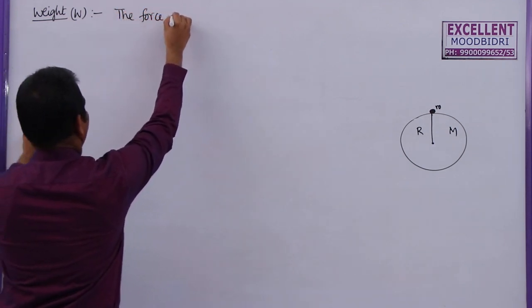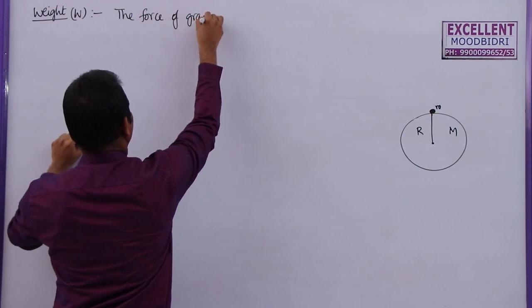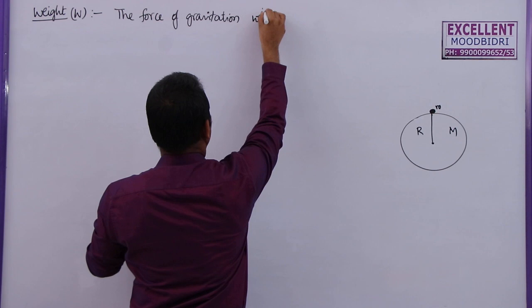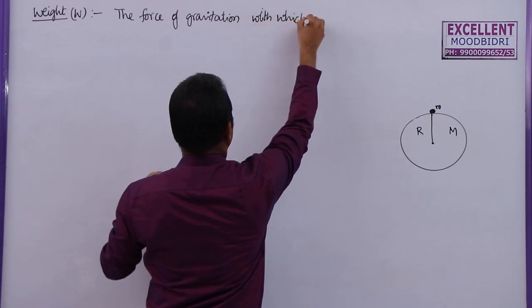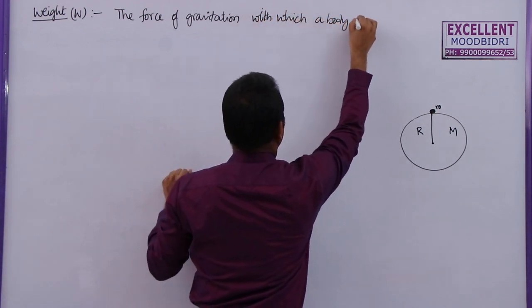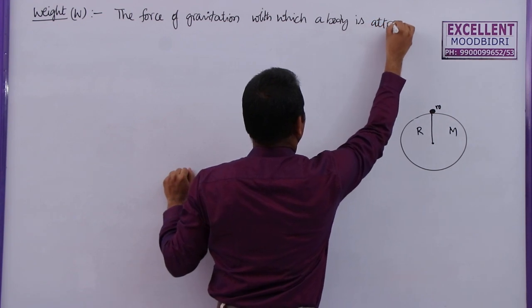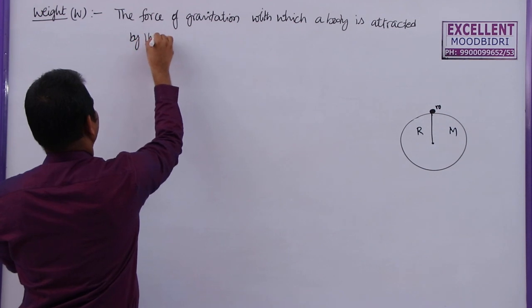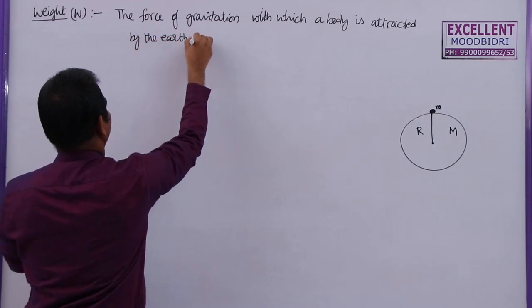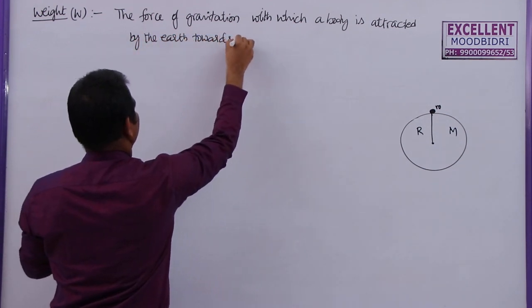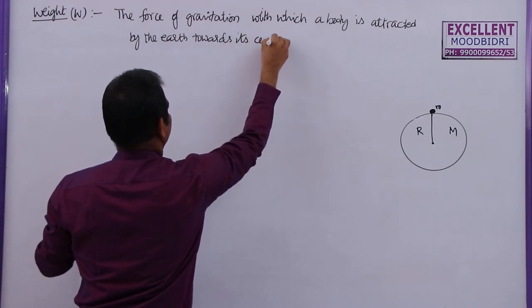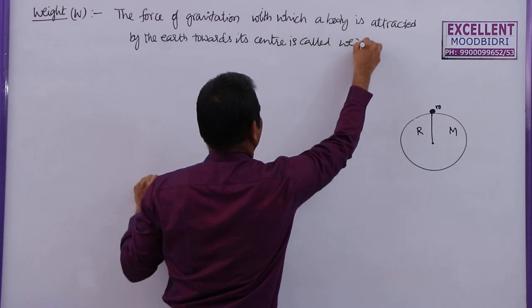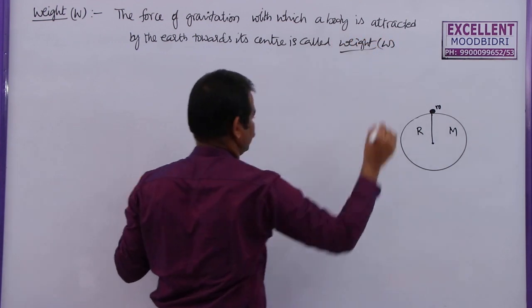The force of gravitation with which a body is attracted by the earth towards its center is called the weight of the body. So we generally denote it with W.